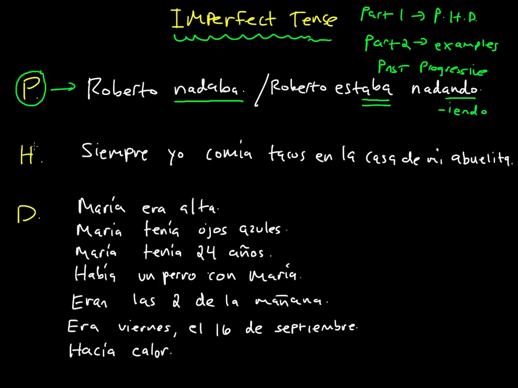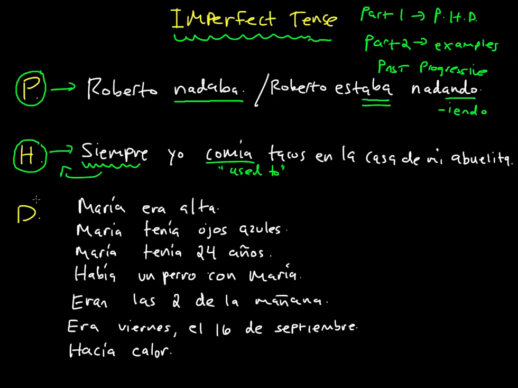Now, let's take a look at H. And we know that H is a habitual action. So if we look at this sentence here, as soon as you see this word siempre, it's going to represent a habitual action. So what is the habitual action in this sentence? Siempre yo comía tacos en la casa de mi abuelita. I always used to, okay, eat tacos.